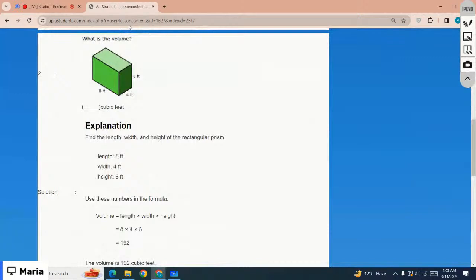For the volume of the rectangular prism, we need length, width, and height, right? So here you are given the length 8 feet, width 4 feet, and height 6 feet. You have to calculate the volume. So volume equals length times width times height. You have to multiply all the measurements. So that is 8 times 4 times 6, that is 192 cubic feet. The volume is 192 cubic feet, right?